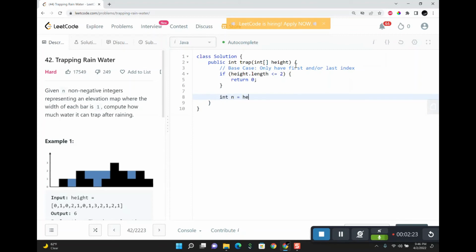Next, let's define our data structure. So we'll set n equals to the length of the height array. We'll have left bounds equals to a new integer n. And let's call this max left bounds. We have max right bounds equals to new int n, and then we have the variable storing our total result of all the water that we can trap. That's going to start out at 0.